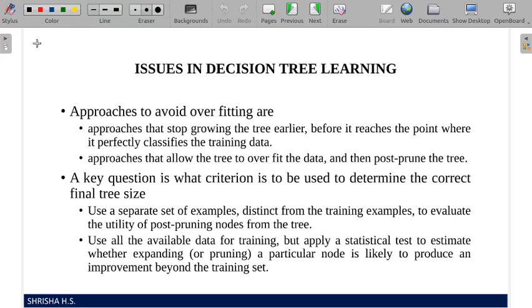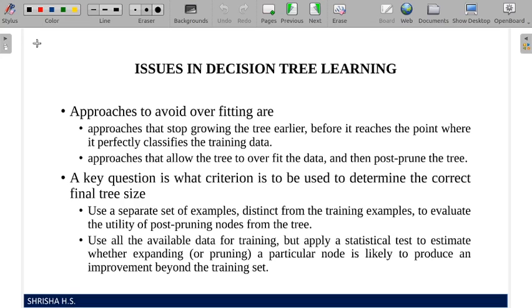A key challenge is that we have to determine on what basis we decide that this is the correct tree size. If the tree size is very small, the accuracy may decrease. If the tree size is very big, it may overfit. So we have to find an optimum tree size.